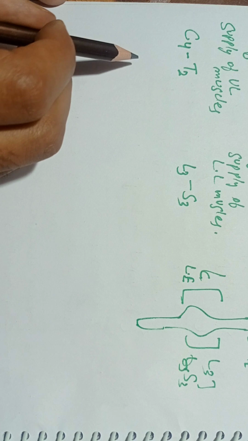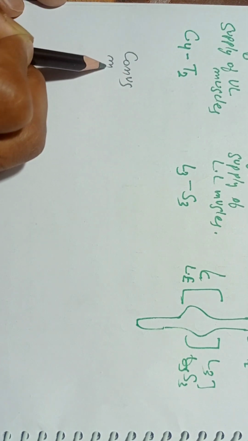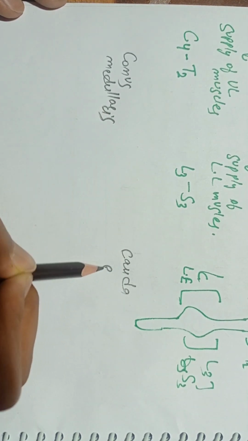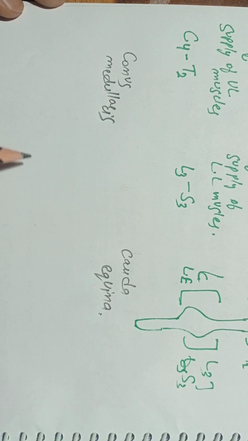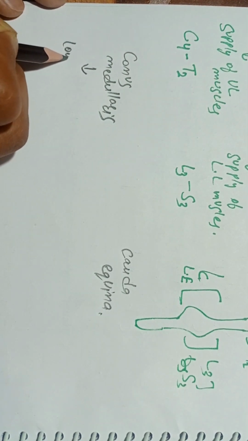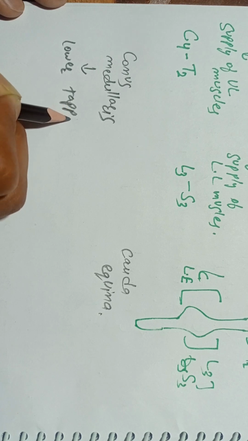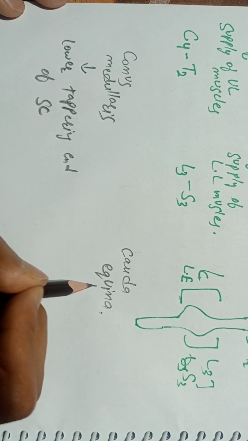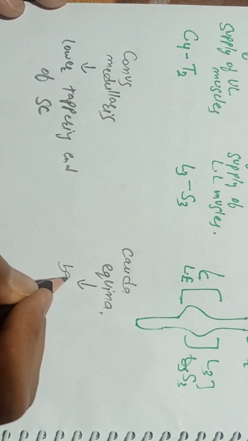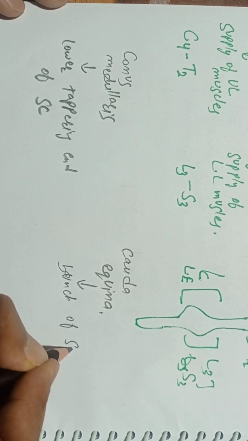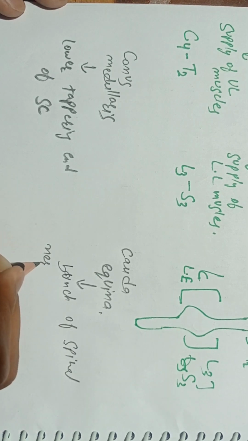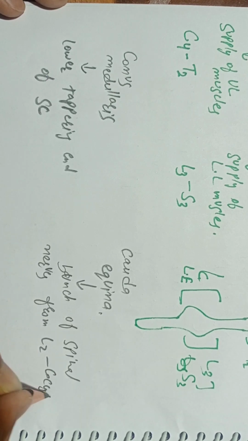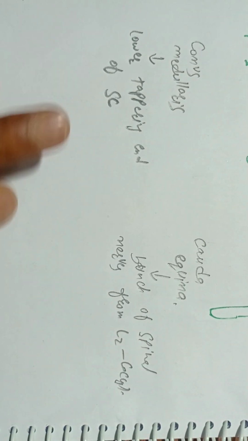Now we will move on to the last topic, conus medullaris and cauda equina. What is conus medullaris? Conus medullaris is the lower tapering end of the spinal cord. What is cauda equina? Cauda equina is a bunch of spinal nerves from L2 to coccyx. So this is the conus medullaris, and this is the cauda equina.